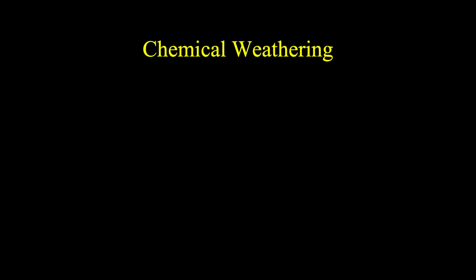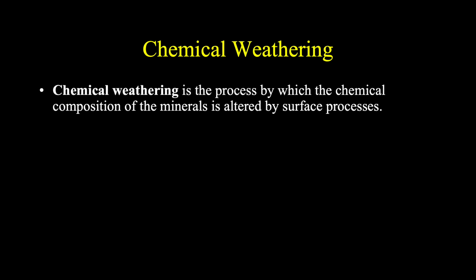Next, we have chemical weathering, the other form of weathering. Chemical weathering is the process by which the chemical composition of the minerals are altered by surface processes. So, this is what you tell me about chemical weathering for the essay. Chemical weathering alters the composition of the rock. So mechanical weathering breaks the rocks into smaller pieces. Chemical weathering alters the composition of the rock.